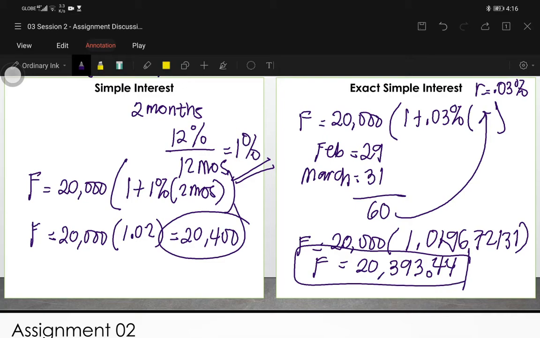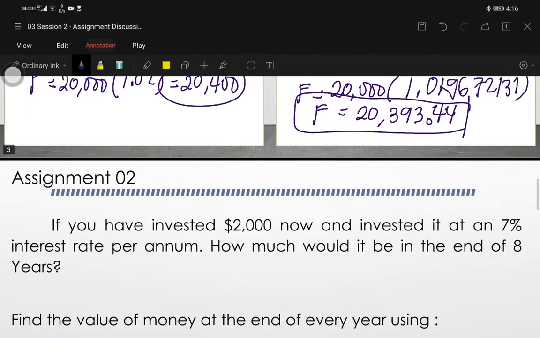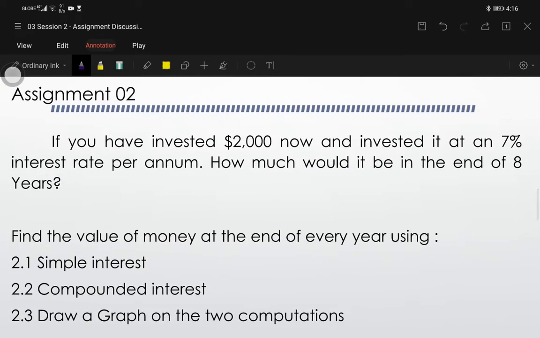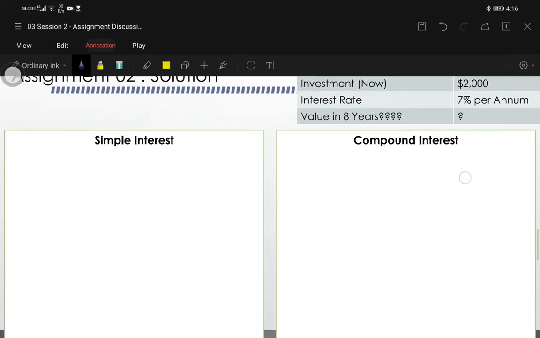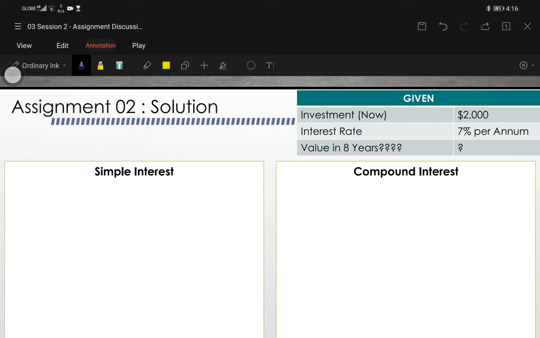Okay, we're done with our assignment number 1. For assignment number 2, you have invested 2,000 now at a 7% interest rate per annum. How much would it be at the end of 8 years? So, find the value of money at the end of every year using simple interest and compound interest, and draw a graph of the two computations. For assignment number 2, you are given the following. Investment now is $2,000. Interest rate is 7% per annum.